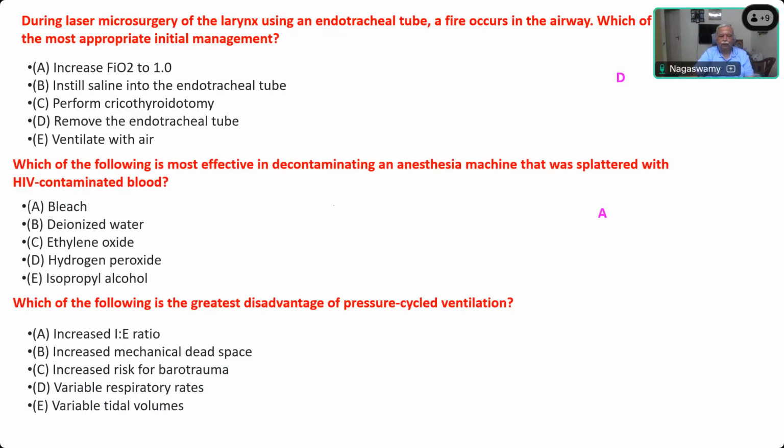Barotrauma. Disadvantage. Even without barotrauma, what is the thing that can happen when you use a pressure cycle? Is the tidal volume delivery guaranteed? Variable tidal volume. So variable tidal volume. That is the answer. Okay.